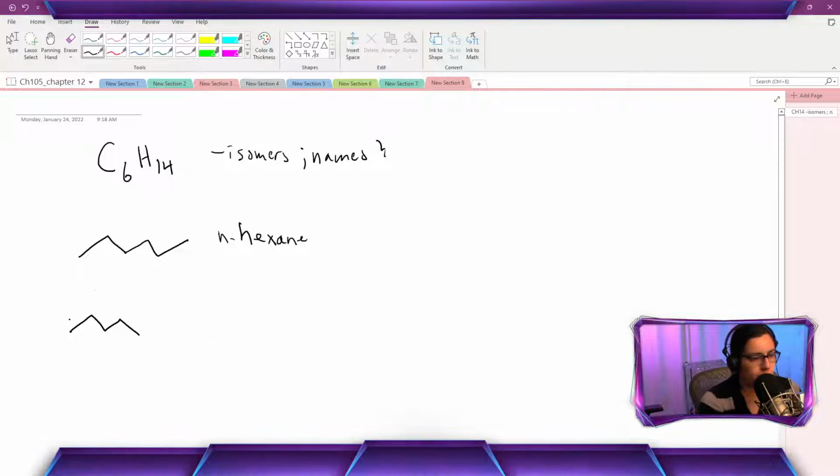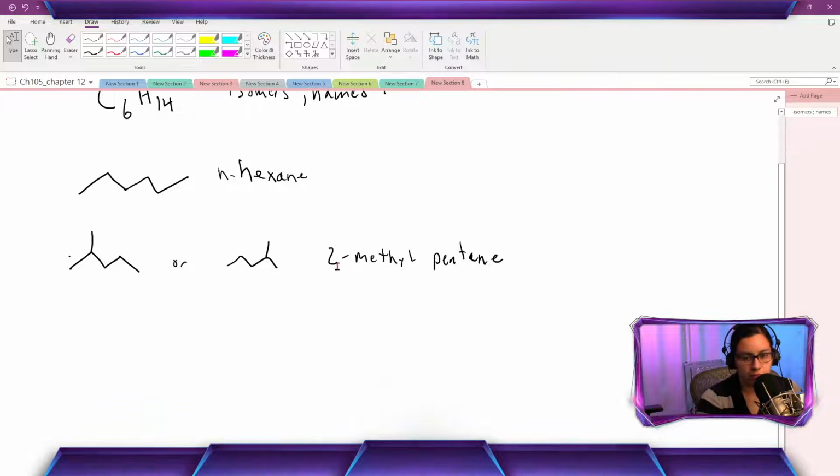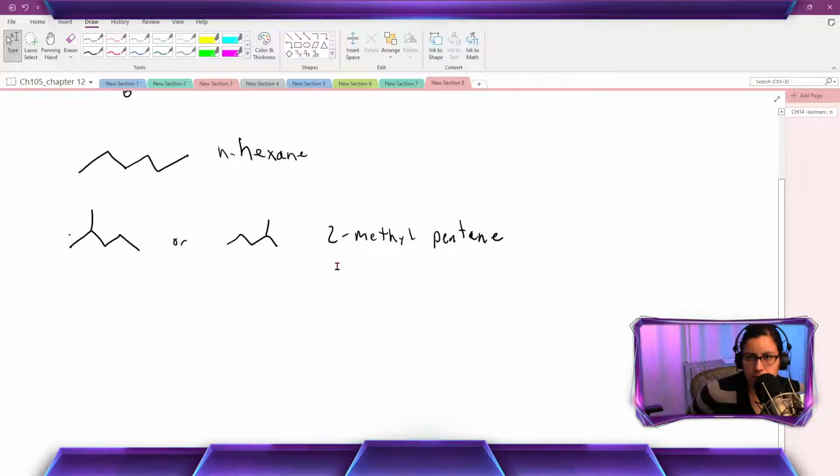So then you could try pentane. Right, you could add that to either side. Either way, that is still 2-methylpentane now. And is there another version of pentane you could make? Where else could you put it?